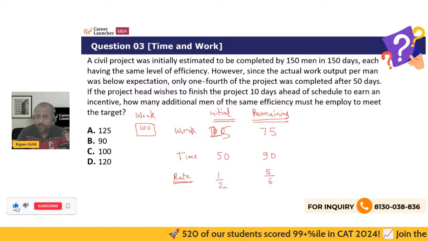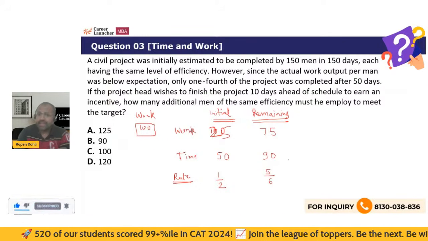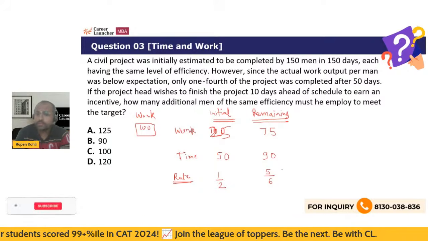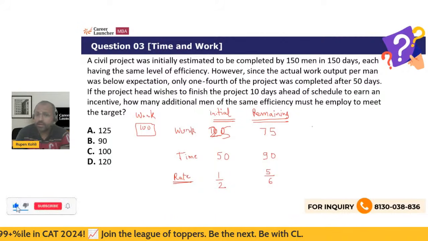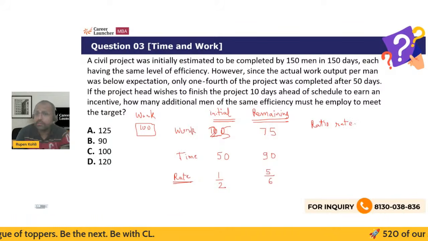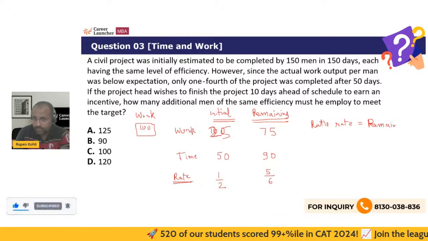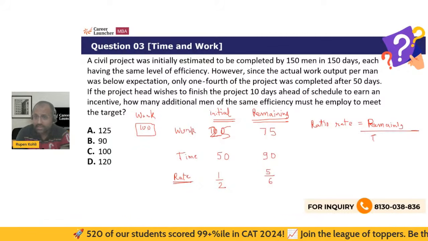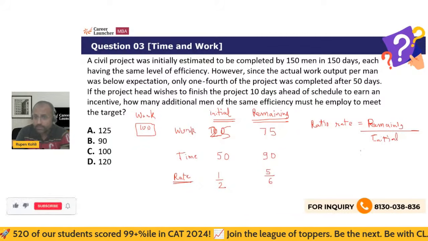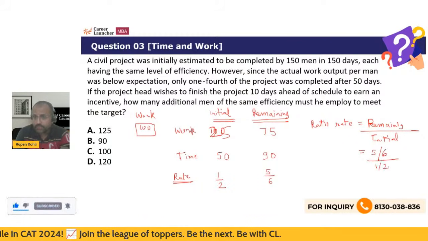So from half to 5 by 6, the work rate has increased in what proportion? What is the ratio of the work rate of the initial to the final? For the remaining work to be done, what is the rate to the initial rate? 5 by 6 is to 1 by 2, which is 5 is to 3.